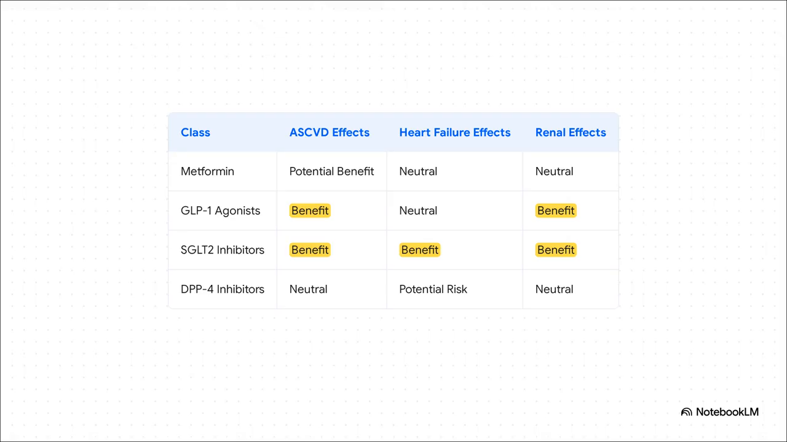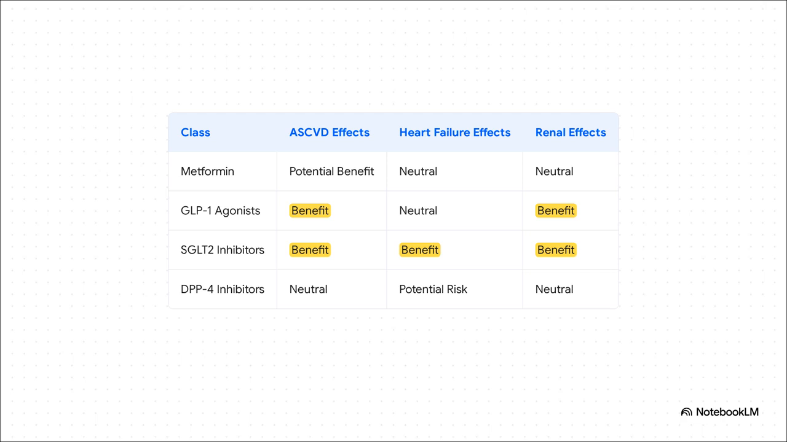Look at this. The two rockstar classes right now are the GLP-1 agonists and the SGLT2 inhibitors. These drugs do so much more than lower sugar. They have proven hard data benefits for the heart and the kidneys. And SGLT2 inhibitors, they are an absolute game changer for patients with heart failure. It's a massive paradigm shift.